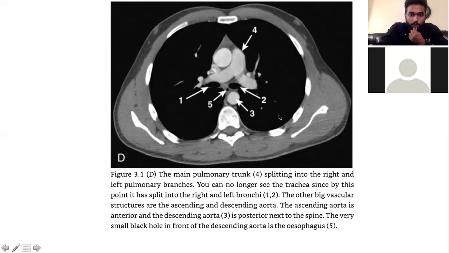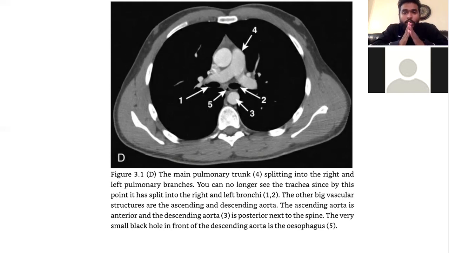What do you think 1 and 2 are at this point? Right and left bronchi, respectively. Yes, sir. And then 3? What is that, man? Descending aorta? I think so. Let me think. Superior vena cava? I don't know what else that could be. Yeah, it's got to be descending aorta.